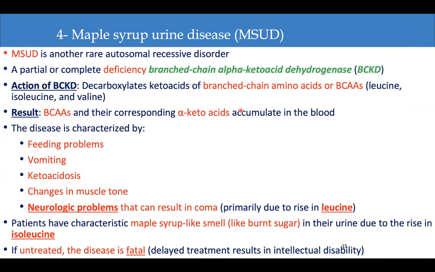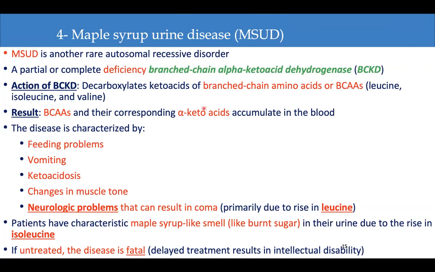So what happens here? There is a deficiency of the branched chain alpha keto acid dehydrogenase, BCKD. What does this enzyme do? It decarboxylates the keto acids of the branched chain amino acids. So which are the branched chain amino acids that we're looking at? Leucine, isoleucine, and valine. Because the keto acids of these amino acids are not being decarboxylated, they accumulate.